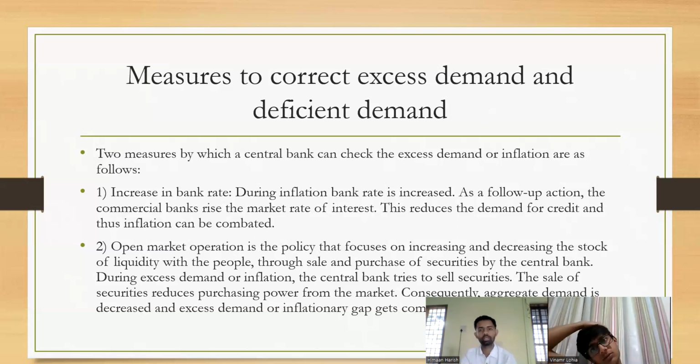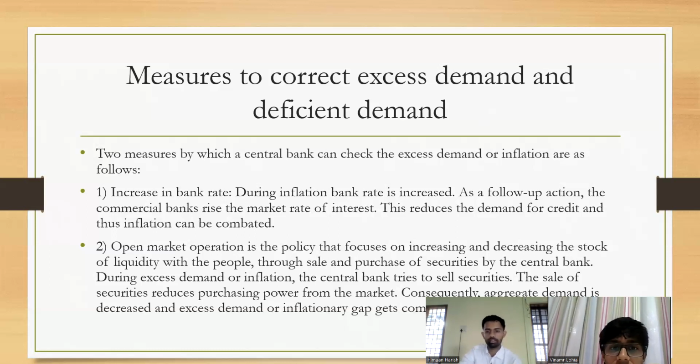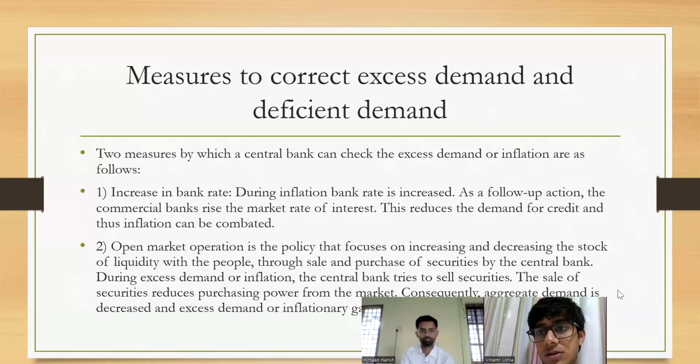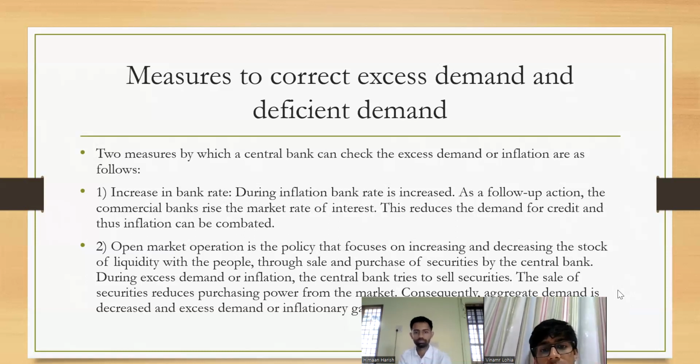So what are the measures to correct excess demand and deficient demand? Two measures by which a central bank can check the excess demand or inflation are as follows. Increase in bank rate. During inflation, the bank rate is increased. As a result, this reduces the demand for loans. Next is open market operation. It is the policy that focuses on increasing and decreasing the stock of liquidity with the people through sale and purchase of securities by the central bank.